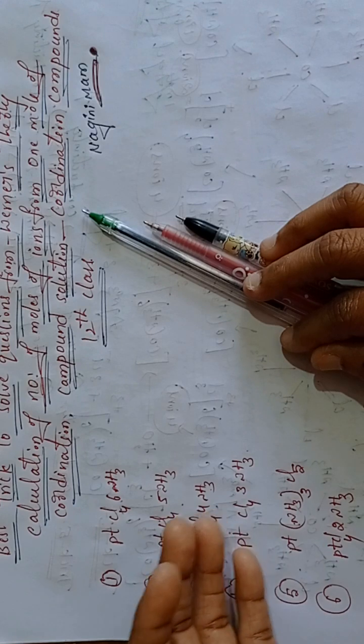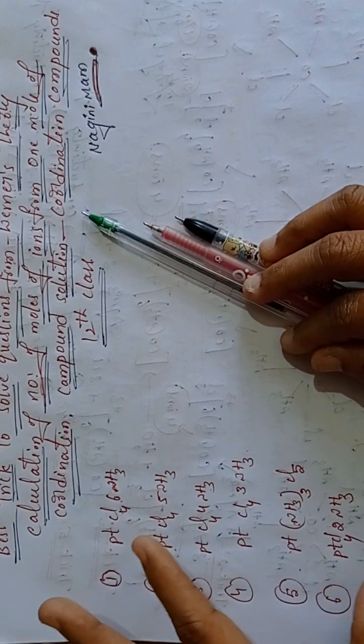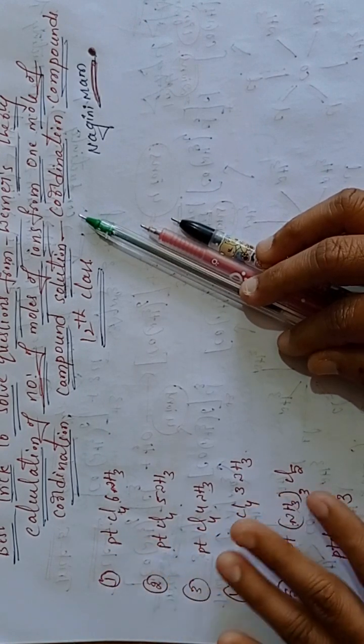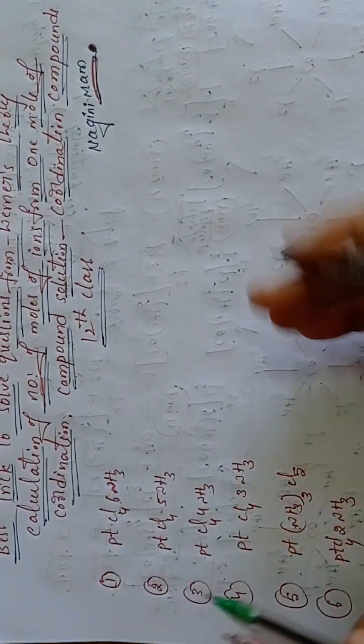In the last video I discussed it, students. Please go through that; I am not going to discuss it again. Now I am just going to discuss how many ions are formed. In this section, I am going to write the formula of the compound first.